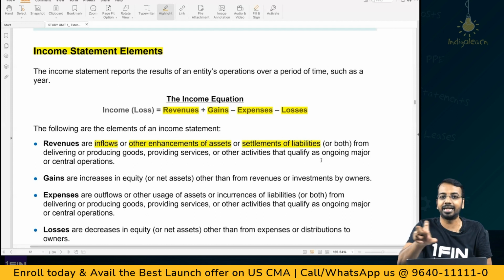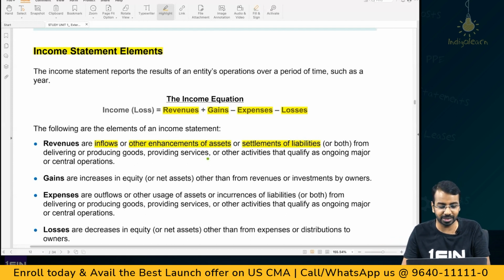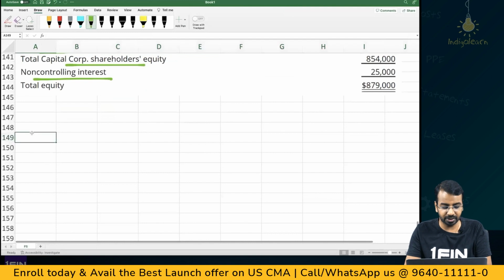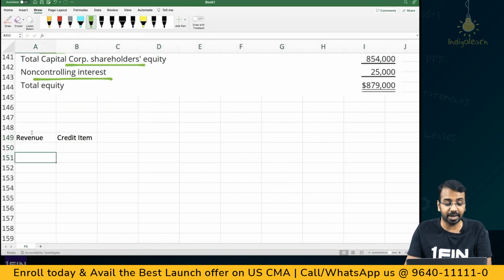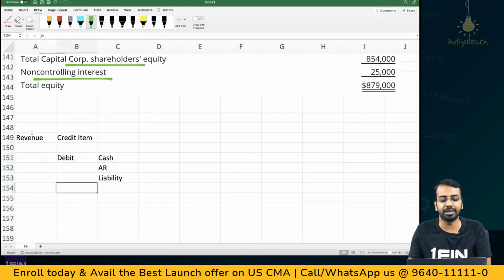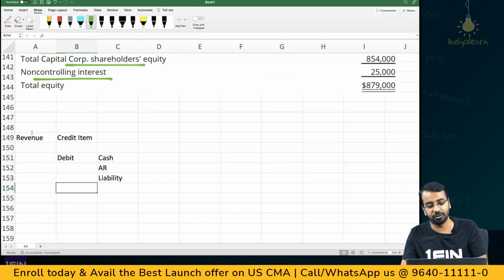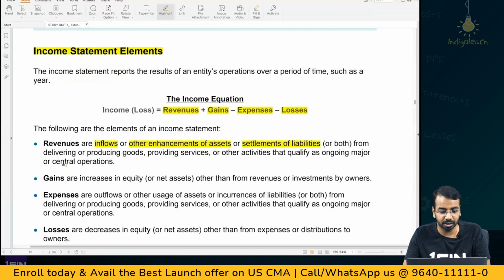So that liability is getting transferred to revenue. So whenever we say revenue, this is a credit item. Now, when revenue is a credit item, what will you debit? You will debit either cash or accounts receivable or liability. So if you have paid money in advance and I have shown it as a liability, I'll debit the liability and I will credit the revenue. Okay, so this is the first part.